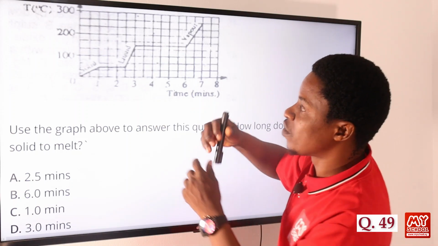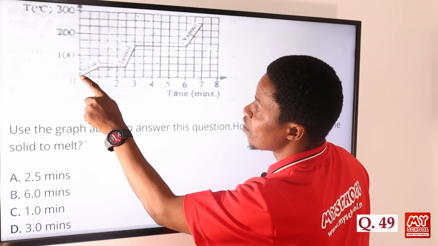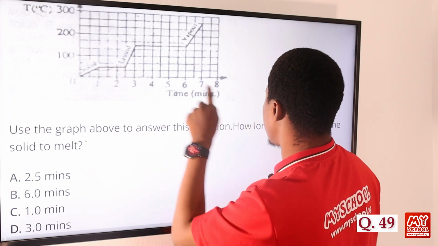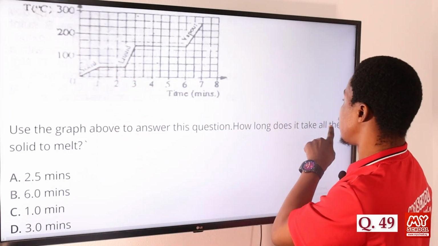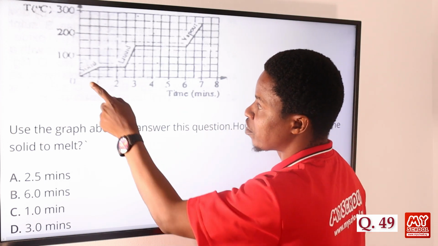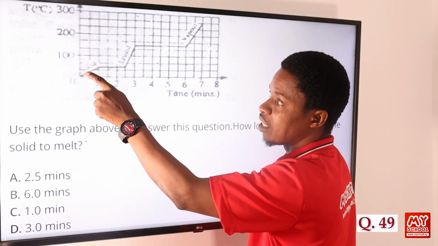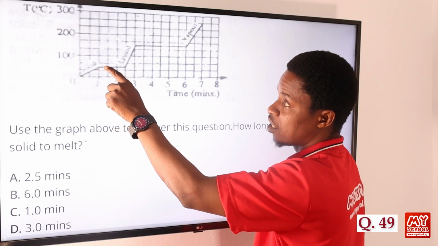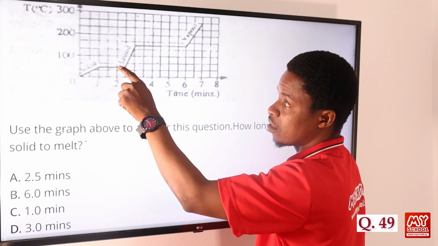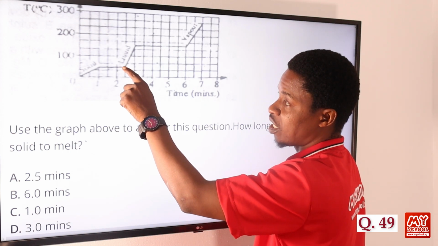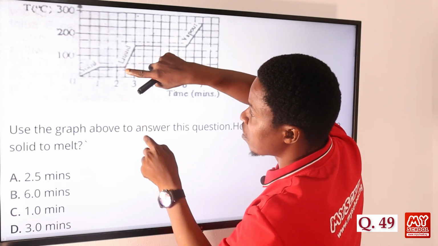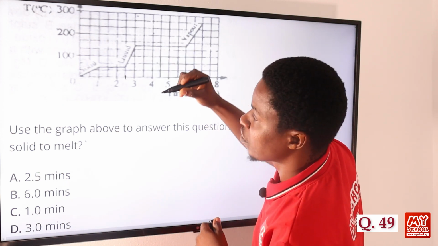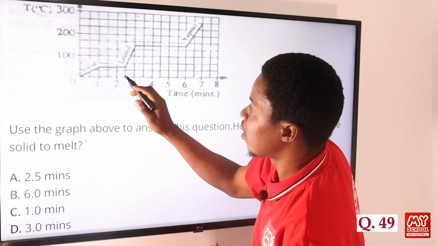So what we are looking at is from here, it's still solid from this point. The question says for how long does it take all the solid to melt. So it started melting here, it continued, it's still solid to this point, still moving. So the melting continued until it got to this point, where the liquid actually stops. So if you trace that down, this point here is where it actually happens. So from here to here, that is what we have.